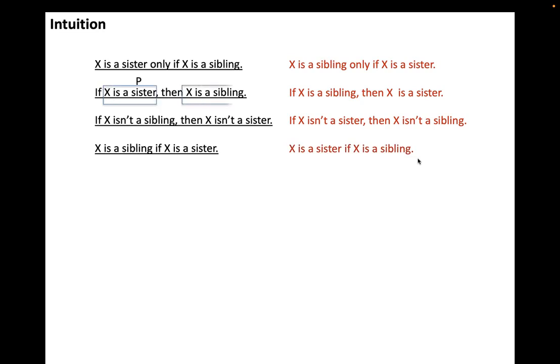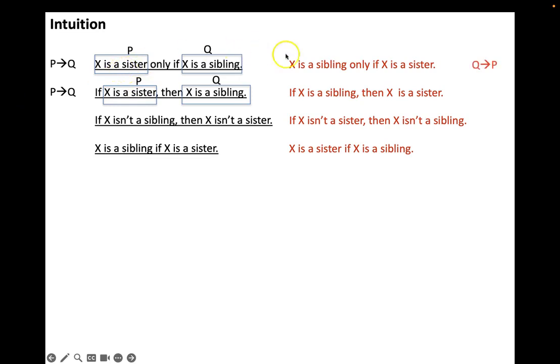Well, let's think about this. We assign P and Q. X is a sister is P, and X is a sibling is Q. We're going to keep that assignment throughout. So we would represent this sentence P arrow Q. Now let's look at the first one. X is a sister P, X is a sibling Q. How are we going to represent that? Well, the second one here is true. The first one here is true. So they must be saying the same thing, so we have to represent them the same way. Since the second one is clearly P arrow Q, that means the first one must be P arrow Q.